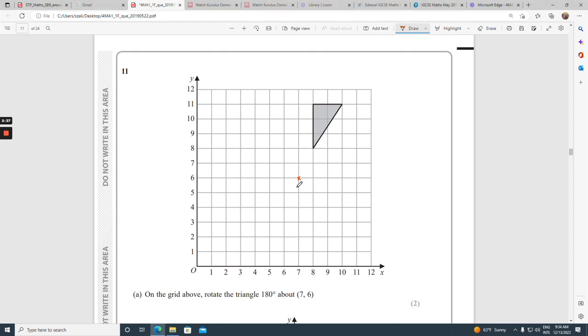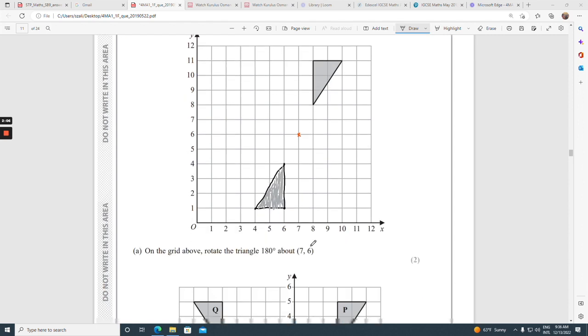Now you will bring a tracing paper, put it over the grid horizontally, and trace this triangle on your paper. Put your pencil on this point, and then rotate it 180 degrees. You have to rotate it twice: once you rotate the whole thing, it will be 90 degrees, and one more time, so 180 degrees, and you will find something like this. So it's the same triangle rotated 180 degrees.